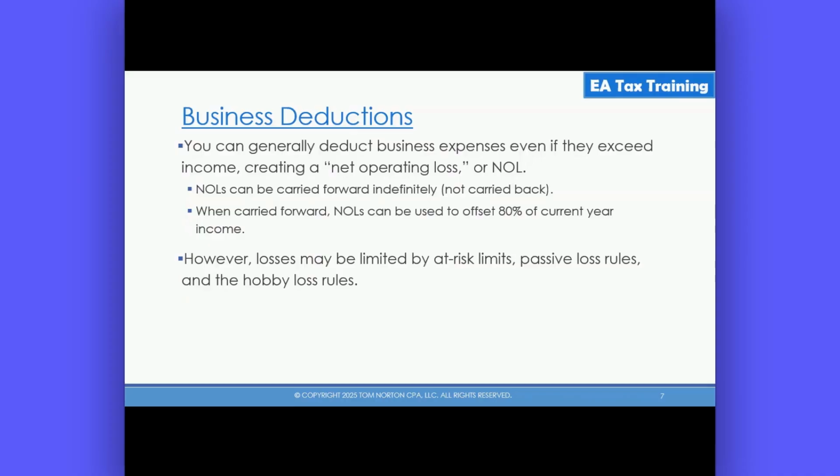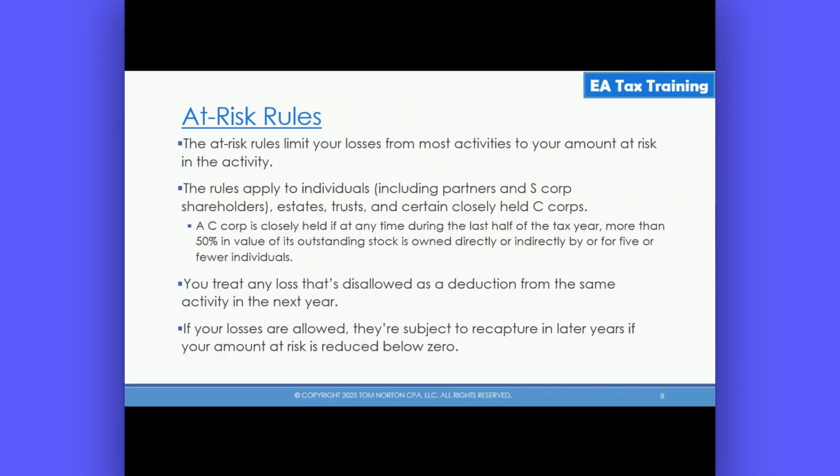It is possible, though, that you cannot deduct those losses because there are certain rules that may limit the losses. Those are the at-risk limits, the passive loss rules, and the hobby loss rules. We already discussed the hobby loss rules back in video 1 of part 2, but in this video we will talk about the at-risk limits and more about the passive loss rules.